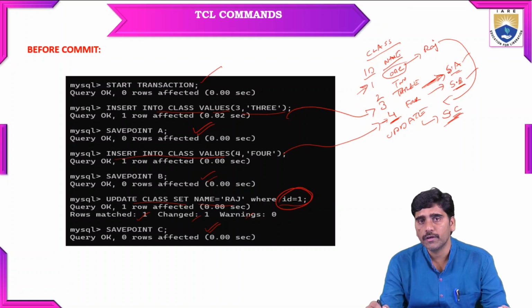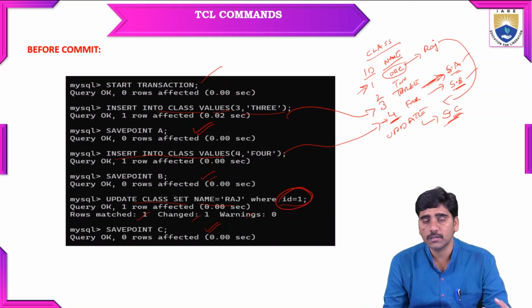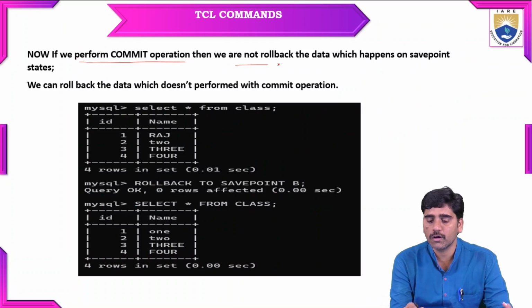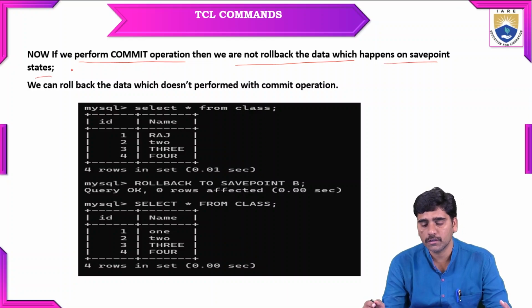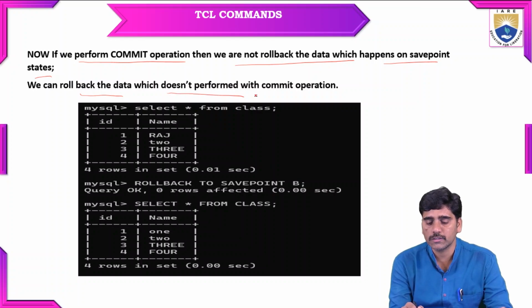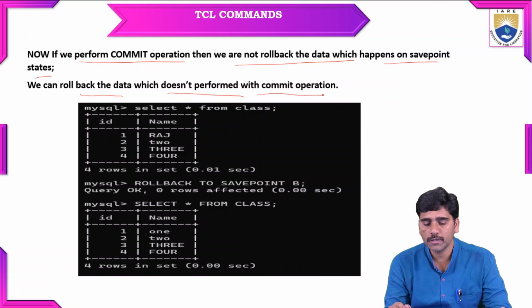So whenever I create save points, that stores data temporarily, because it is performed before the commit operation. Now if we perform the commit operation, then the data saved at save point states will not be rolled back. We can roll back only the data which has not been committed.